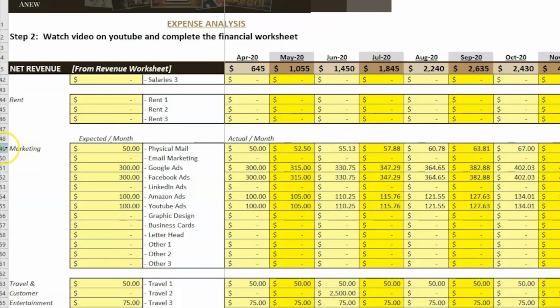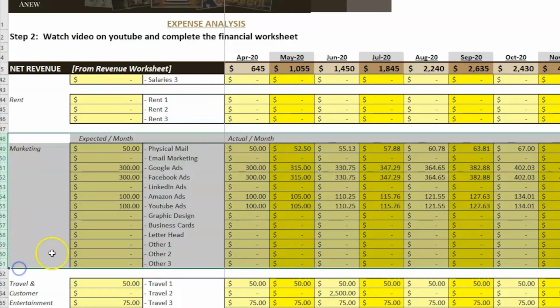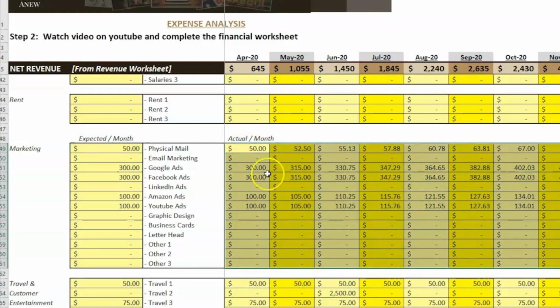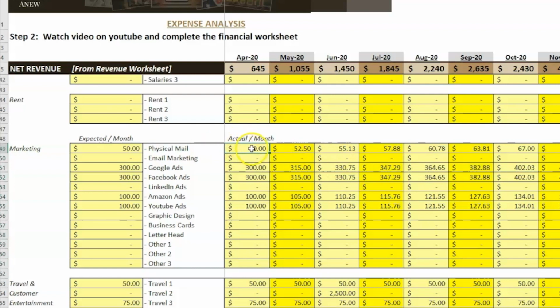Then we go into marketing, all right? This is where I would tell you need to spend more time than you think you need to spend. You need to spend time thinking about this every single day. So I have some different ways that you can market. You could do physical mailers. Again, you might just put an expectation for the month here. These numbers are not calculating anything, so you're going to fill in whatever your actual expenses are or what you're projecting, like $50 a month in physical mail if you're mailing some stuff.